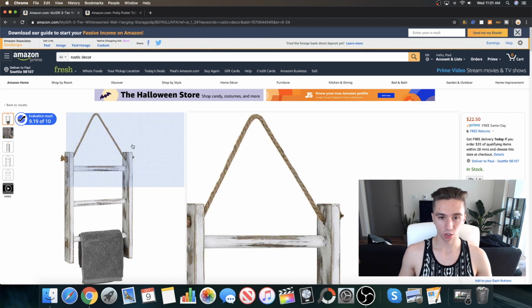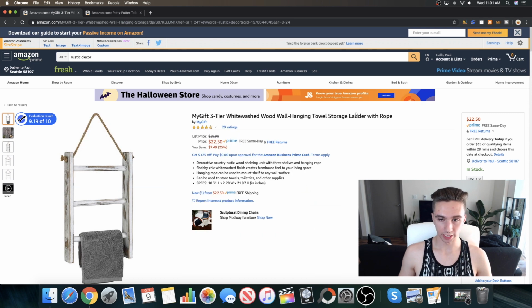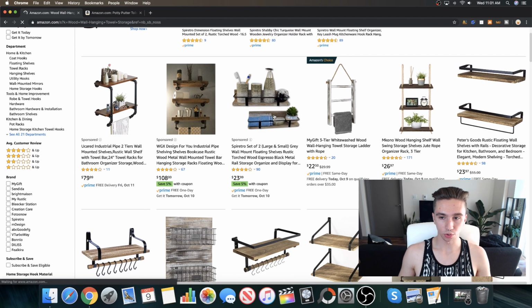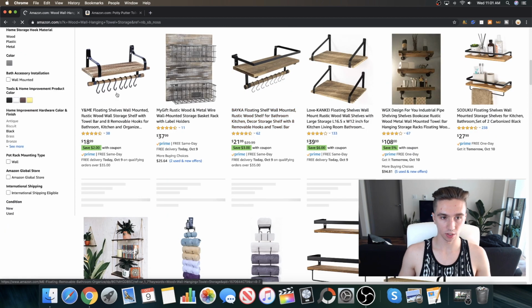That's awesome. So we would do a wall hanging towel storage, and we would do wood wall hanging towel storage. That's probably not the best keyword, but we'll roll with it for now. Cool. So now we have, okay, so that's a different variation.